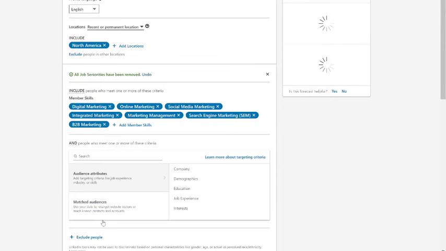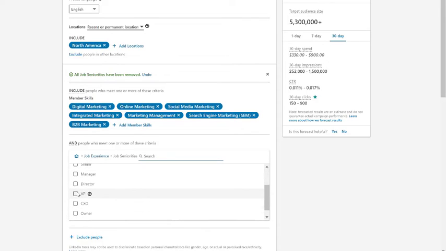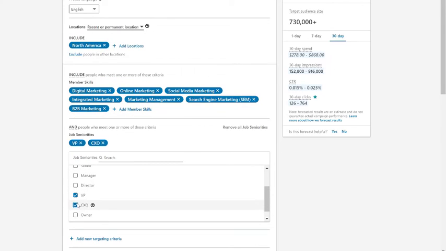And if I come to add new targeting criteria, job experience, and then seniority, I can now add VP and C-level onto this. And you can see now I have 730,000 people who fit this role. So generally skills are pretty broad. This created a smaller audience, but we can always go and add some additional skills to try to get us back there. So this would be a little bit more specific than even a job function campaign.